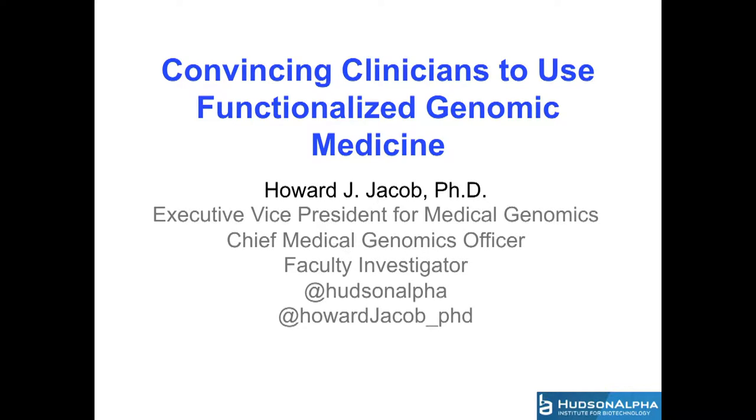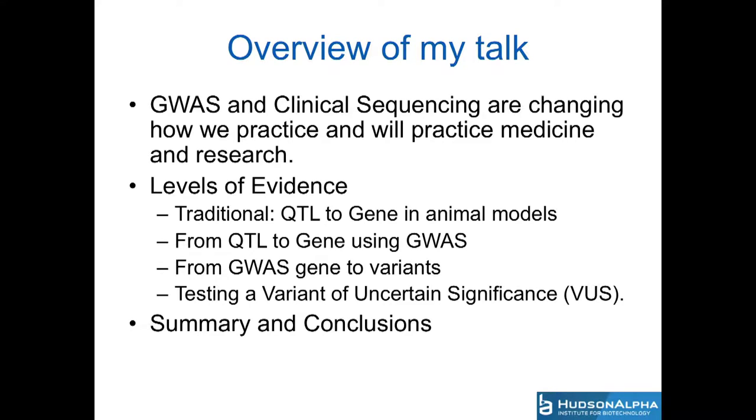The goal of this is really to capture some thoughts as we go forward with the day. So the overview: obviously GWAS and clinical sequencing are changing how we practice and will practice medicine and research. I think that's clear. But what levels of evidence are required as we move down the road? So we can use traditional QTL to gene and animal models, from QTL to gene using GWAS, from GWAS to gene variants, and obviously testing variants of uncertain significance. So we have a lot of expertise around this.